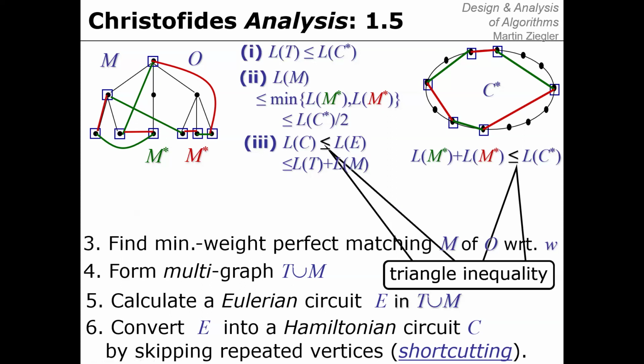And then putting things together, that means the weight of the minimum spanning tree is less than the weight of the optimal tour. The weight of the perfect matching is less than half the weight of the optimal tour, and therefore the weight of the circuit output is less or equal than 3/2 or 1.5 times the weight of the unknown optimal tour, which proves the approximation factor 1.5.